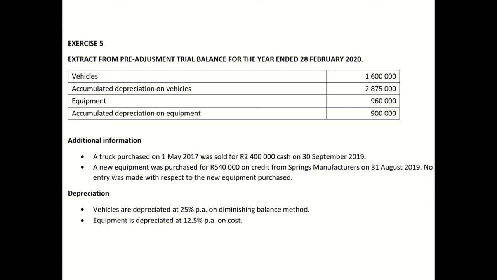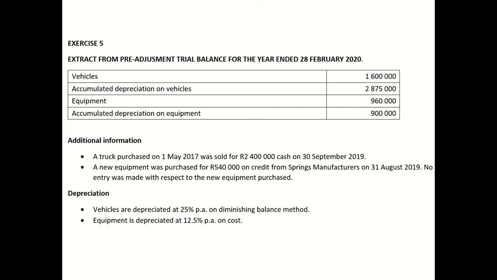We've got equipment, which is 960. We assume that that is a balance at the end of the financial year, unless the adjustments state otherwise. Accumulated depreciation on equipment is 900,000 rand. That will be the balance at the beginning of the financial year. Please tell me, why do we say it is the balance at the beginning of the financial year?